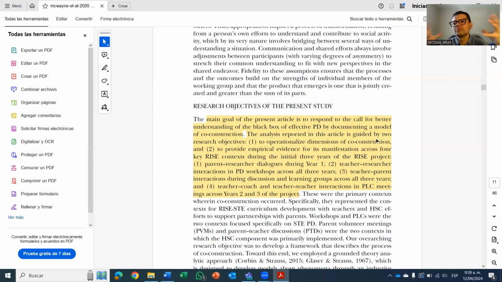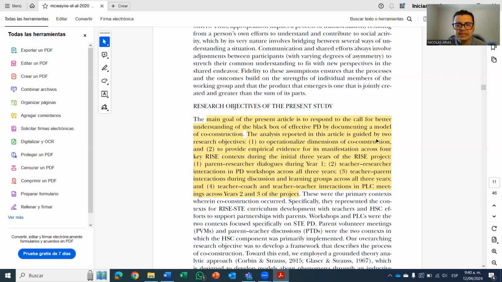Black box, because many studies report PDs and the effects of PDs, but not the details of the PDs that could make the change they are reporting. So they address that point: what are the details of how the PD, the professional development program, is made that could maybe contribute to the change they are reporting.